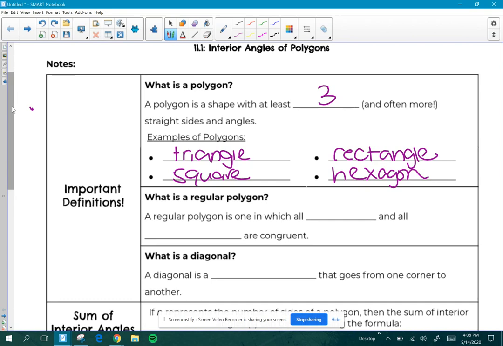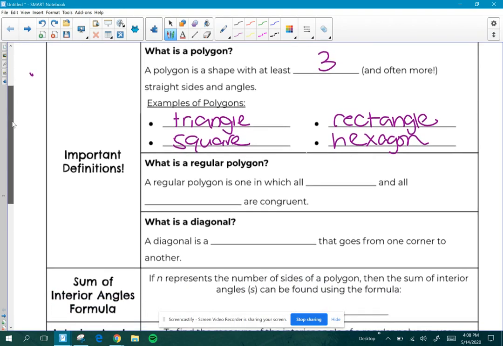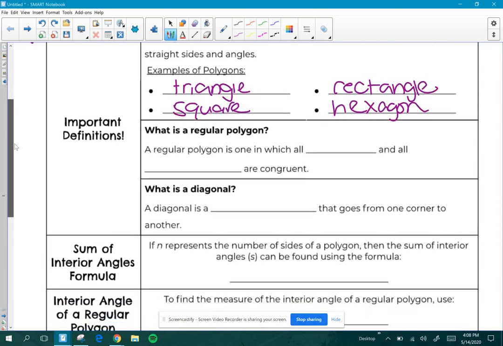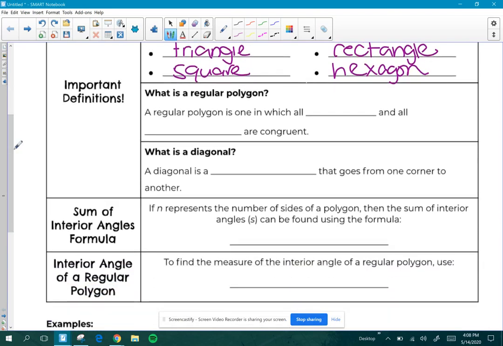Now, we can further define polygons within certain scenarios. When I say a regular polygon, that is a polygon in which all sides and all angles are congruent. We did talk about this a very long time ago when we talked about the equilateral triangle. That is an example of a regular polygon, because all the sides are the same and all the angles are the same.